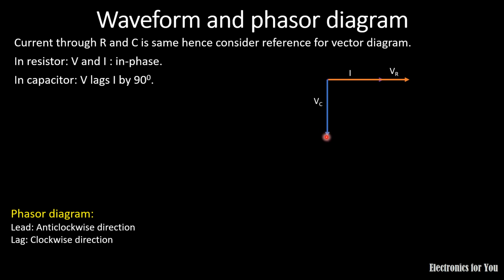Now to draw the resultant voltage, that is V, we have to draw a parallel line like this, and if we connect this point with the intersection point, then we will get the total voltage V, or we can say the terminal voltage V here.